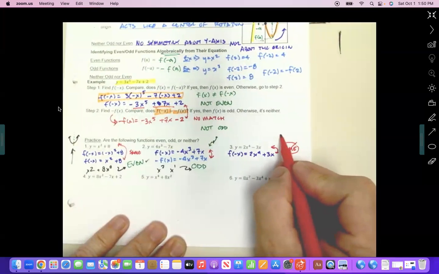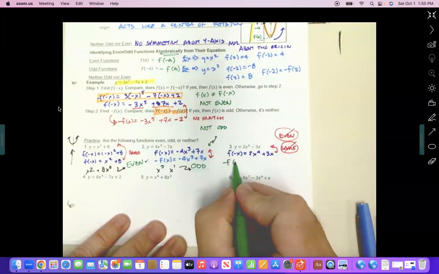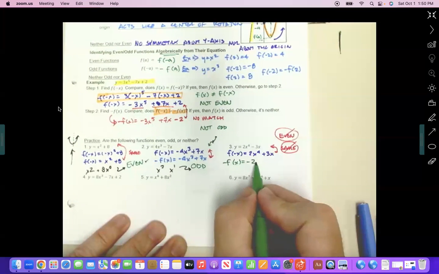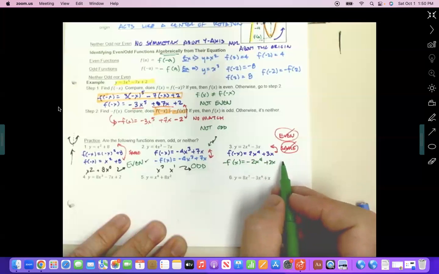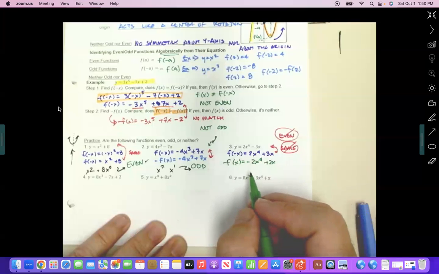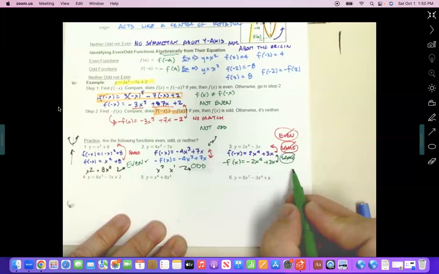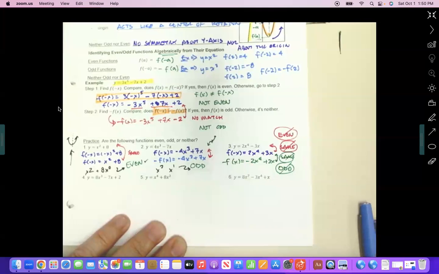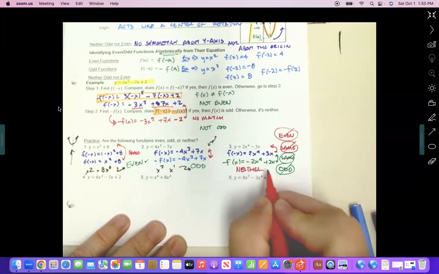Therefore, we know that this cannot be an even function. And we can also take the opposite of that function, negative 2x to the 4th plus 3x, and you'll see that these two are not the same. Since those are not the same, then we know that it is not an odd function. Therefore, this is neither even or odd.